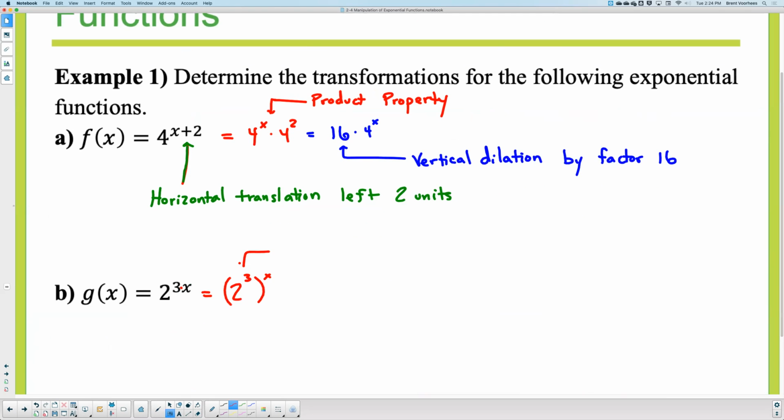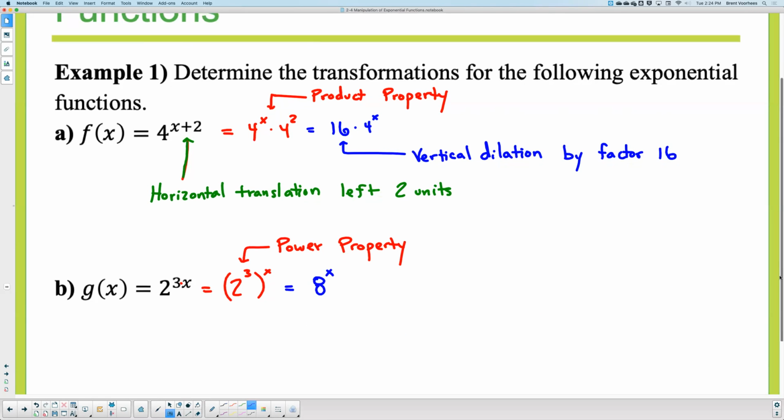Now I'll go ahead and name this one so we don't forget. What was the name of this property? Power property. Okay, so now let's simplify. What is 2 cubed the same thing as? 2 times 2 times 2. You could rewrite this as 8 to the power of x.